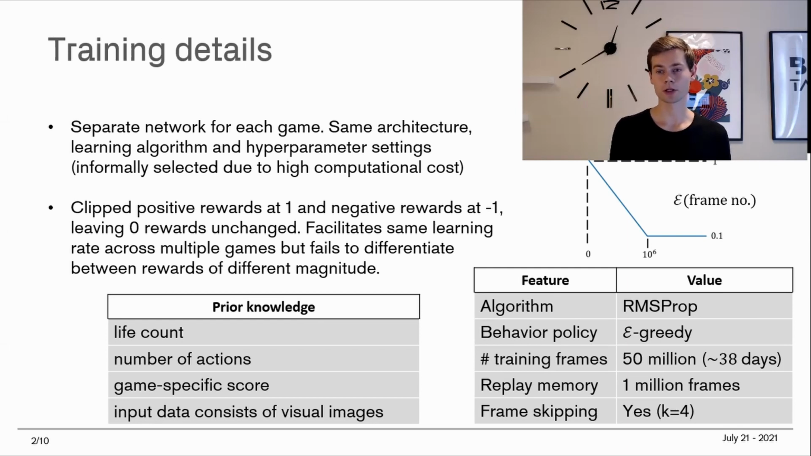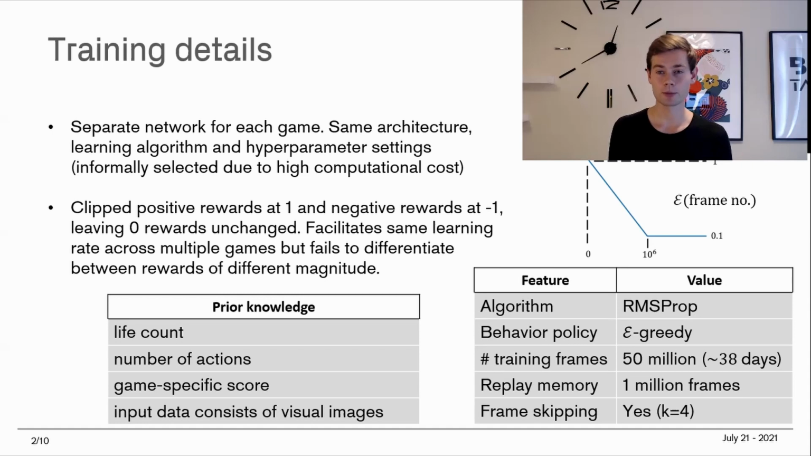If we look at all the prior knowledge that was used, we can see that in this table. And this is basically everything, in every way that we're helping the model. So the model was supplied a life count, which helps keep track of when the procedure is over or when the game is over. So when the life count goes to 0, that basically means game over.